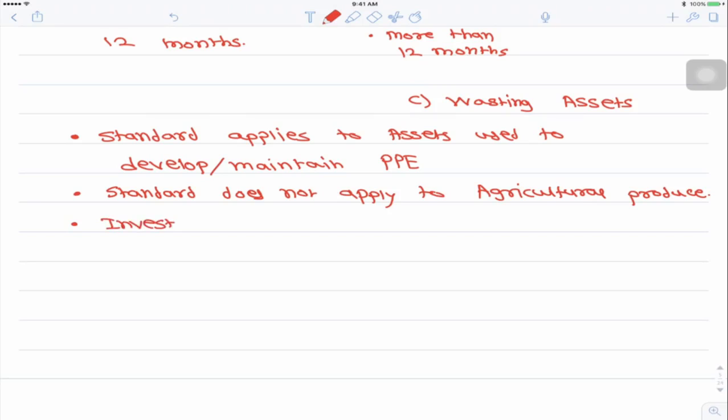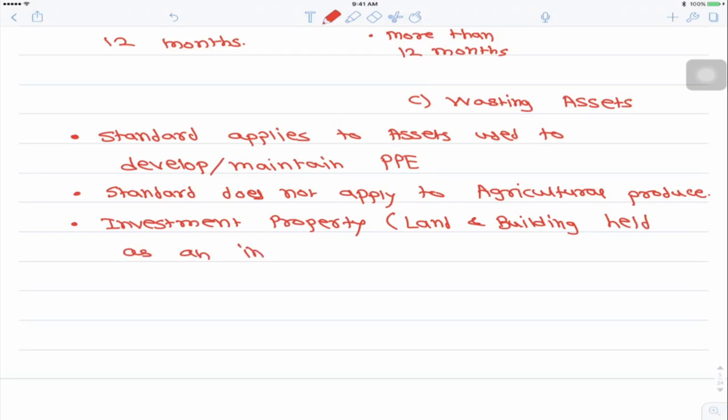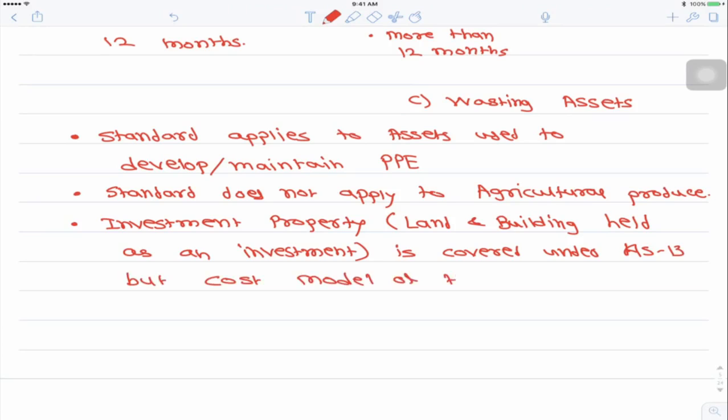Investment property, क्या मतलब था इन्वेस्टमेंट प्रॉपर्टी का बच्चों? लैंड एंड बिल्डिंग हेल्ड फॉर यूज नहीं बच्चों, हेल्ड एज एन इन्वेस्टमेंट. आपका इरादा बिजनेस करना नहीं है, जस्ट इन्वेस्टमेंट के लिए परचेस किया, is covered under AS 13, but cost model of this standard should be applied.